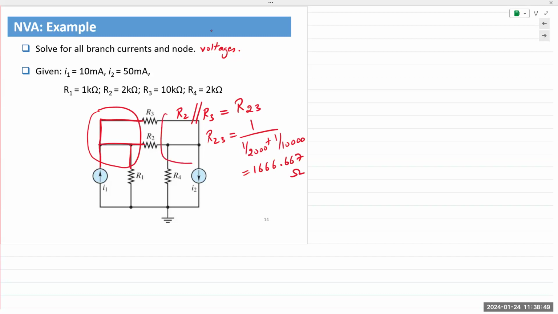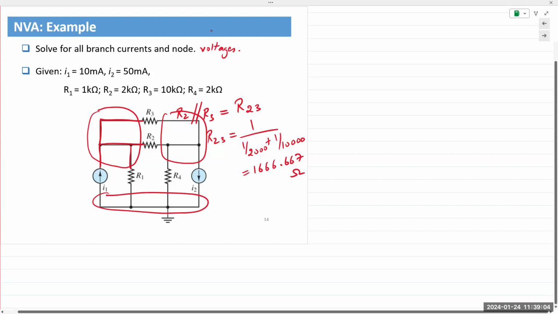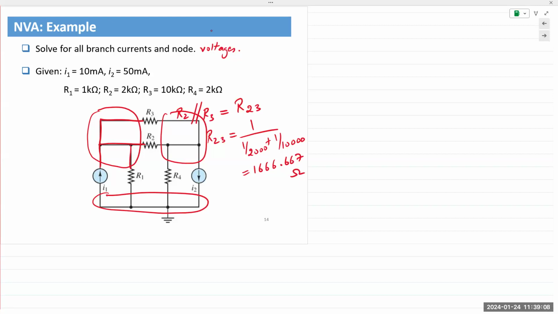Same thing here, and same thing at the bottom. So there's only 3 nodes in the circuit. Take a 10-second pause, think over it. Let me know if it doesn't make sense. Yes.